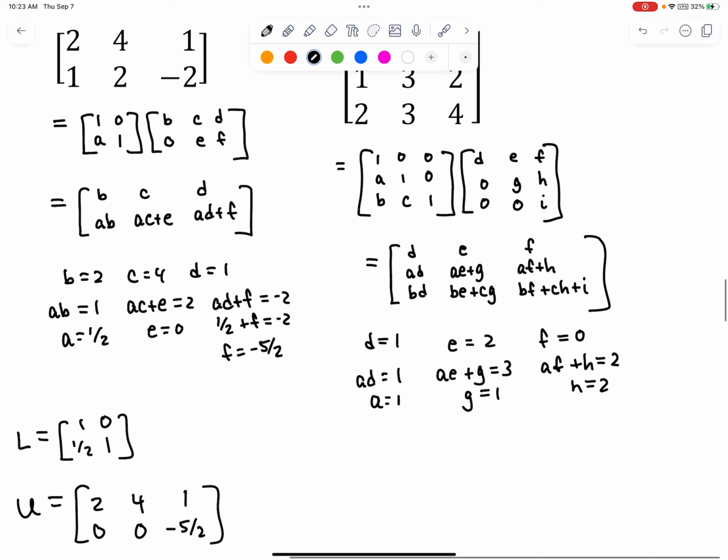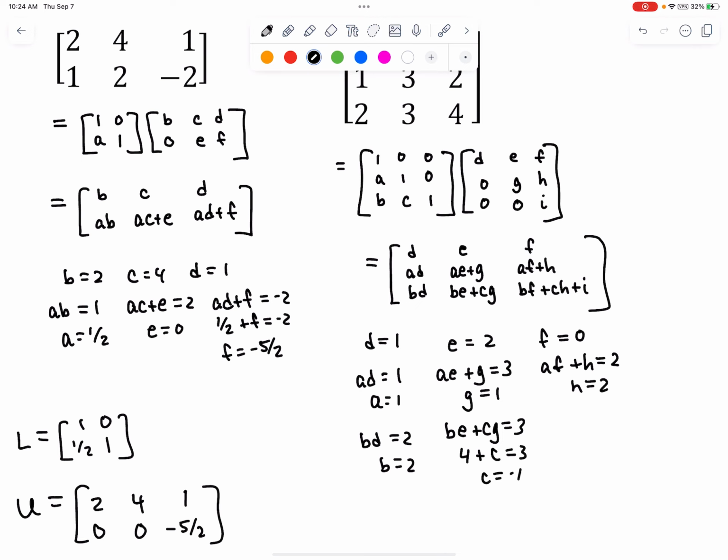Now looking at the third row, we have BD has to be equal to 2, but D is 1, therefore B has to be 2. Then BE plus CG has to be equal to 3. B is 2, E is also 2, so we get 4, and G is 1, so basically we have 4 plus C has to be 3, therefore C has to be -1.